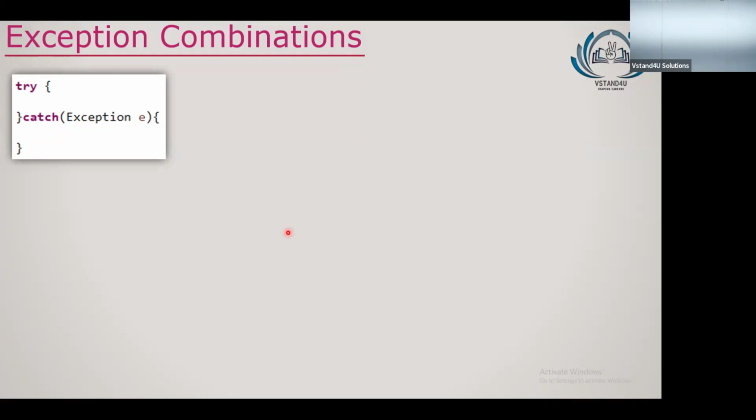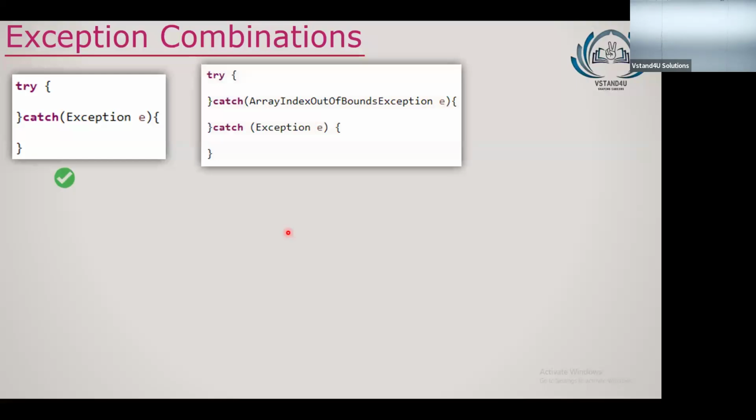Yeah, great. So this will work, no problem. One try and one catch, legal combination. Look at this scenario. One try, multiple catches, where specific is first, generic is later. Allowed. First specific, then generic, allowed. This will compile for sure, no problem.